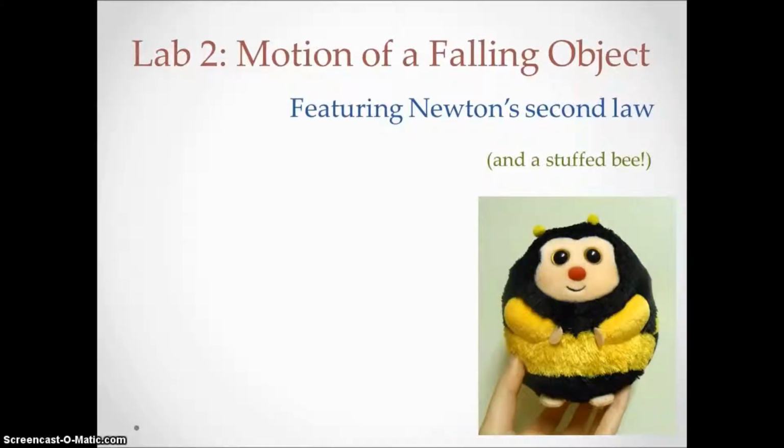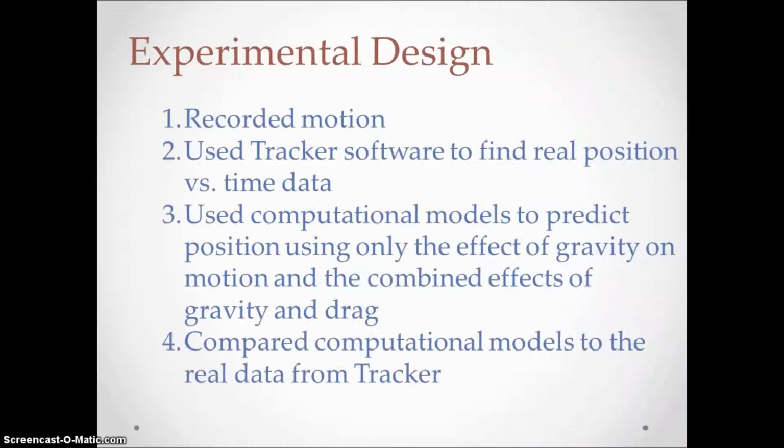For my project on the motion of a falling object, I dropped a stuffed bee from a balcony. I then recorded the motion, obtained real position and time data using the program Tracker, and compared the actual motion with predicted motion using implementation of Newton's second law in two computational models, one only accounting for the effect of gravity on the stuffed bee, and the other adding in the force of drag.